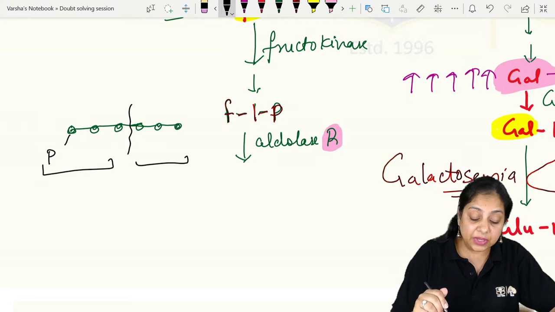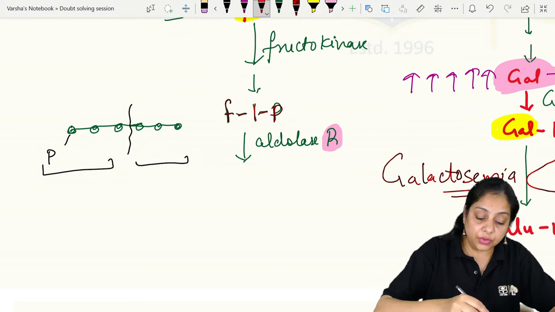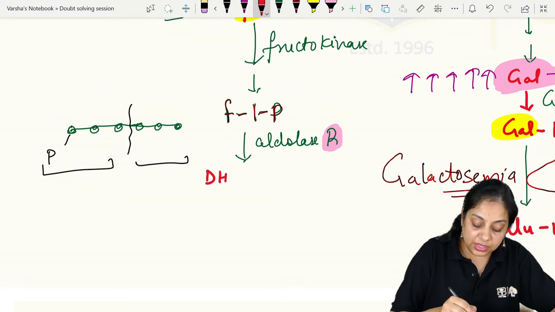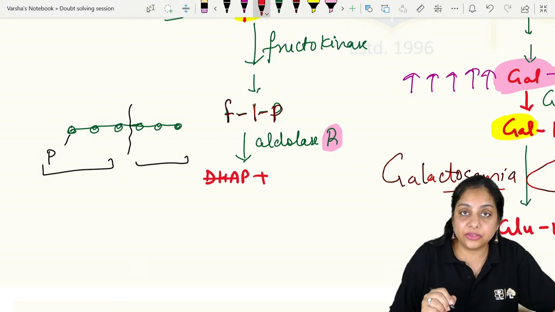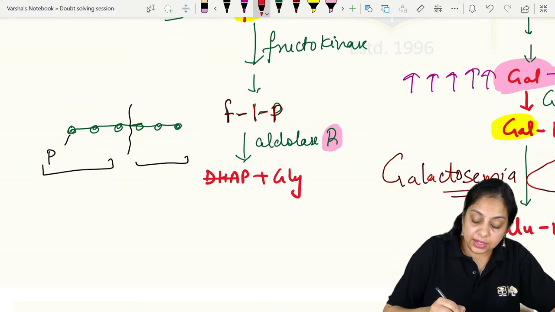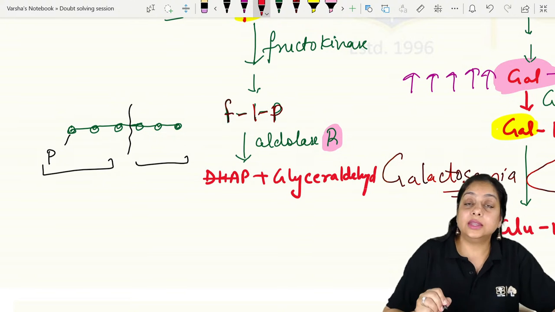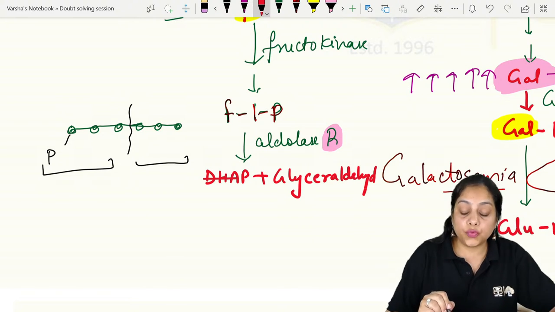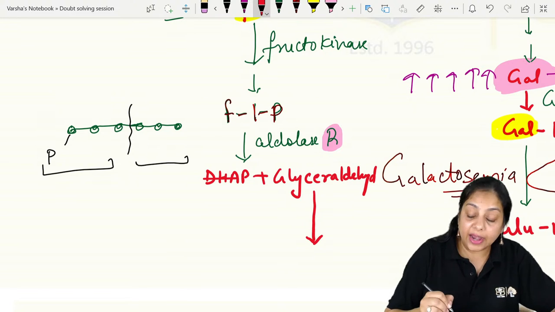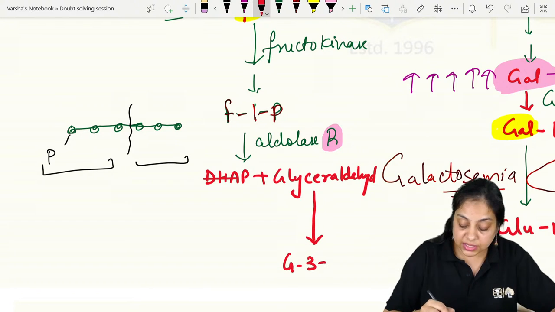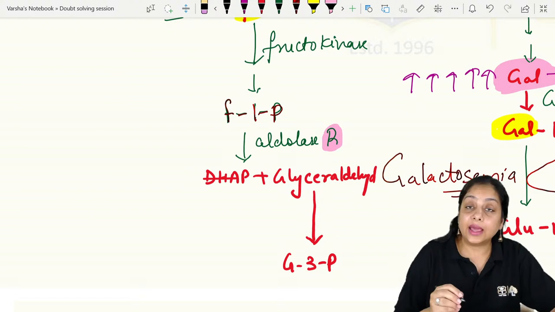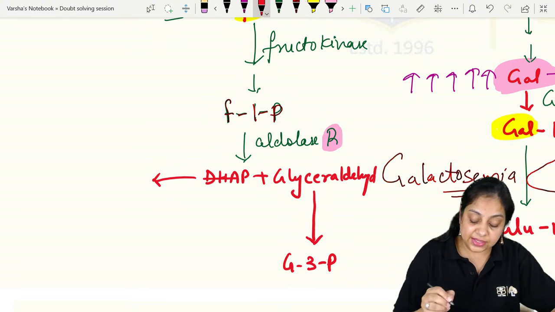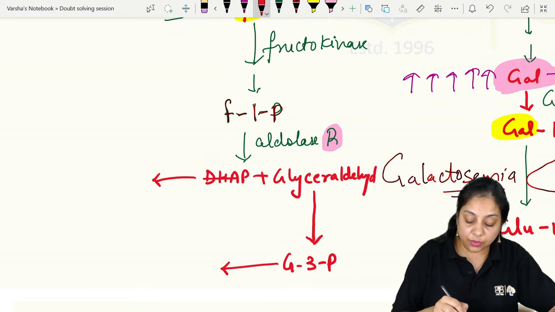So when aldolase B acts on fructose 1-phosphate, what do you get? You get dihydroxyacetone phosphate, but the other portion is not glyceraldehyde 3-phosphate. It is just glyceraldehyde. There is no phosphate to it. So you need to add a phosphate to convert it into glyceraldehyde 3-phosphate. Only then can it go and join the glycolysis pathway.